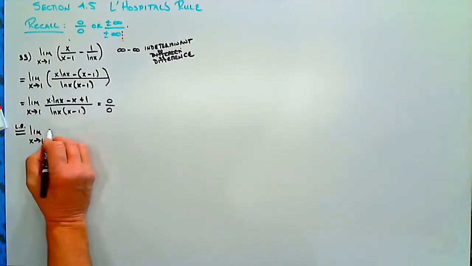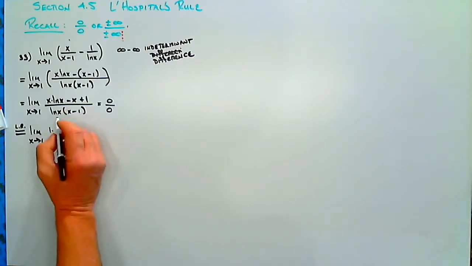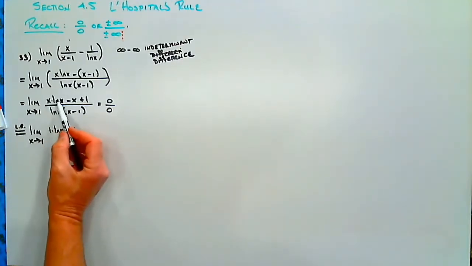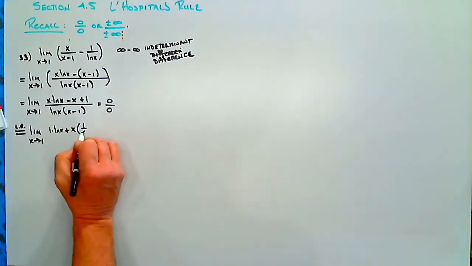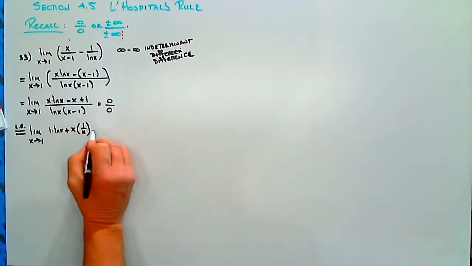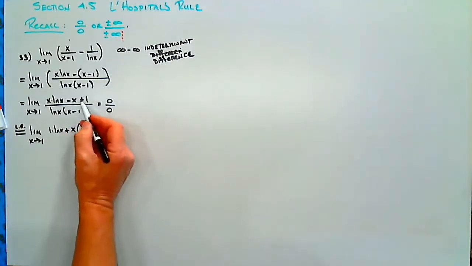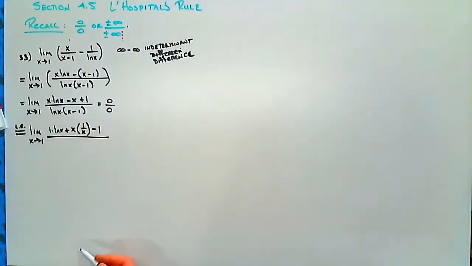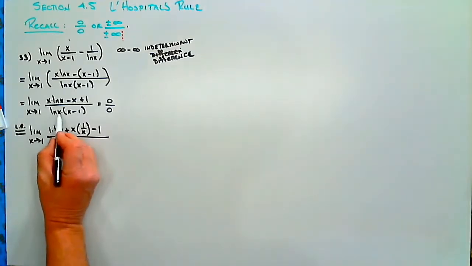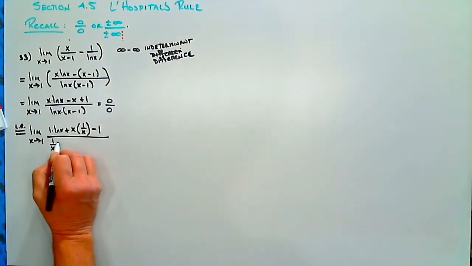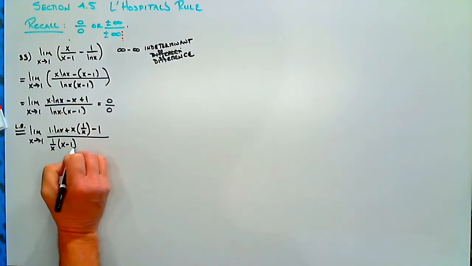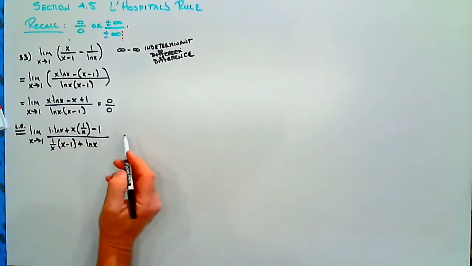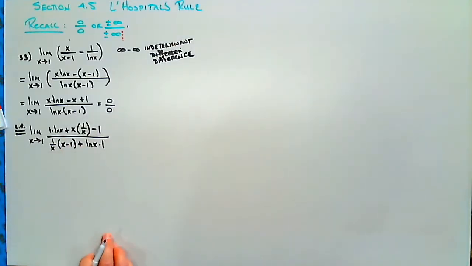So we take the derivative of x, that's 1, times the natural log of x, plus x times the derivative of the natural log, which is going to be 1 over x, minus the derivative of x, which is 1, plus the derivative of 1, which is going to be 0. What do we get on the bottom? Well, again, we have the product rule. We take the derivative of the natural log, that's 1 over x, times x minus 1, plus the natural log of x times the derivative of x minus 1, which turns out to just be 1.